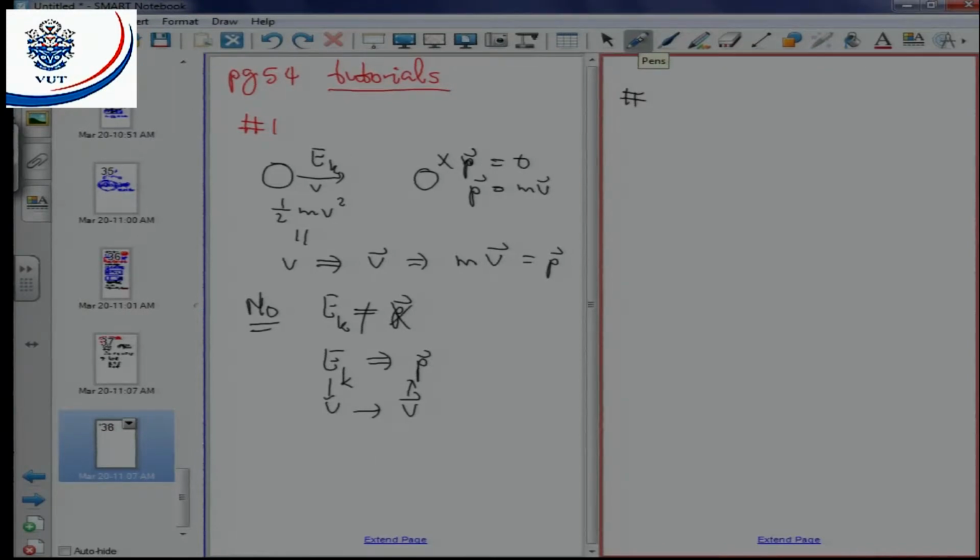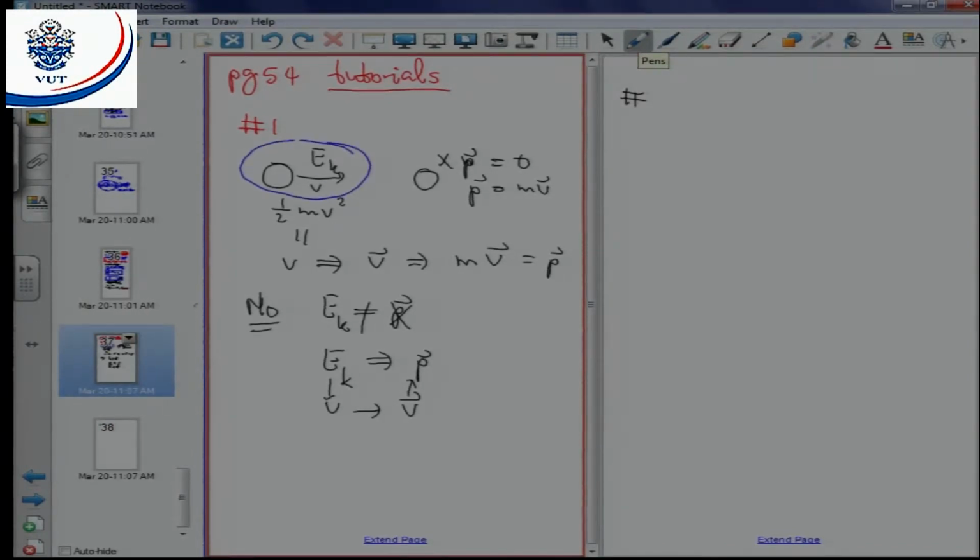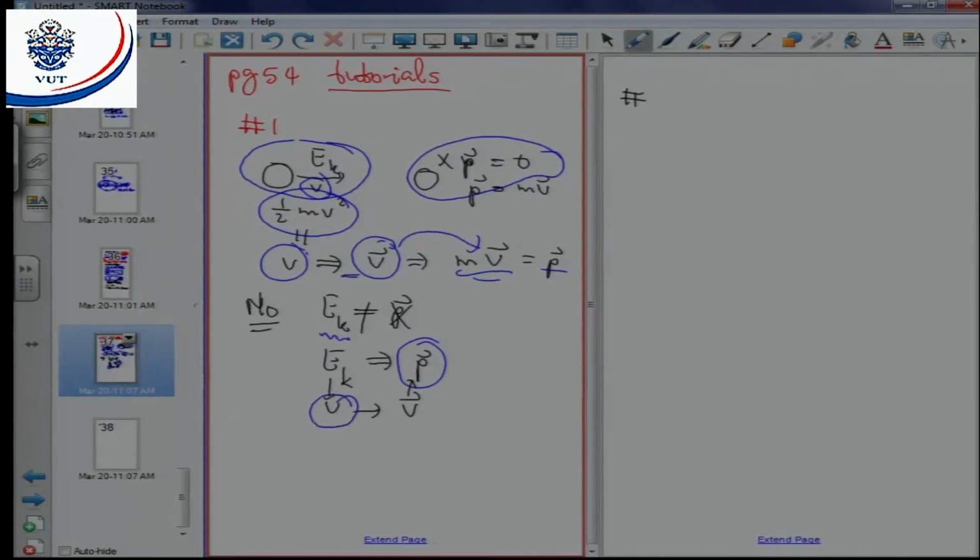we said if an object has kinetic energy, it means it has speed. What that means is if it has speed, it has 1/2 mv squared, but having speed implies you have velocity. Having velocity, if I just multiply by the mass, now I have momentum. So you can't have an object having kinetic energy and zero momentum. So having kinetic energy implies you have momentum, because kinetic energy depends on speed and momentum depends on velocity. So having speed, you have velocity, which means you have momentum. Okay, so that's number one.